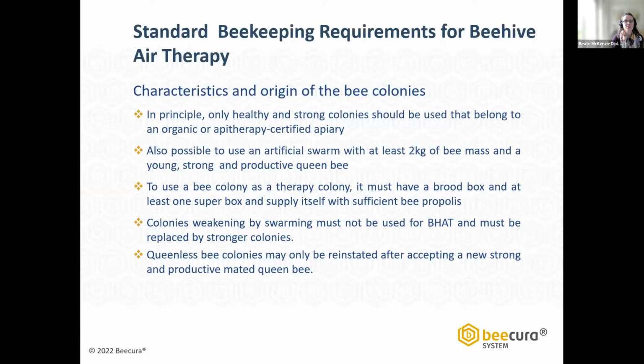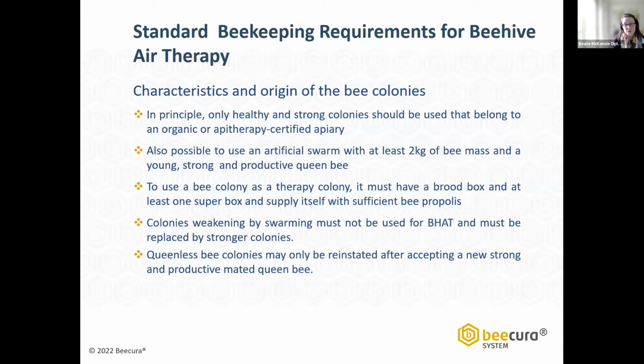So what does it mean when we're talking about the characteristics and origin of the bee colonies? Very simple principle is that you need a strong and healthy colony. So again, we want to ensure that no harmful substances get into the hive. We need to make sure that you have the best hive available that you can use for therapy treatment. The possibility is also given to use artificial swarms, but these should have a weight of at least 2 kilos in bee mass, and they should be strong. They should have a strong and productive queen as well.